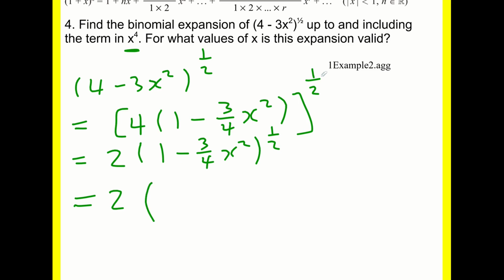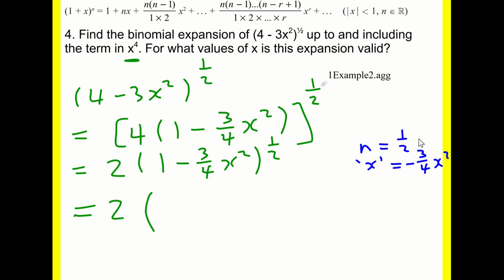Right, let's just backtrack. I've got that n is equal to a half, and I've got that my x, in inverted commas, is minus 3 over 4 x squared. So I need to put all of this in whenever I see an x in my formula at the top. So it's going to be 1, and then I've got plus a half, and then my x is actually minus 3 over 4 x squared.